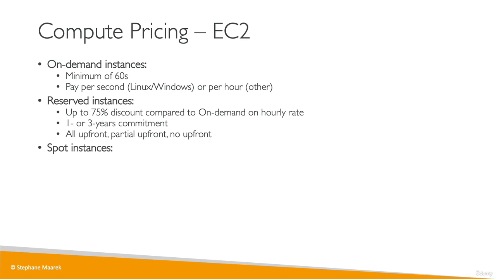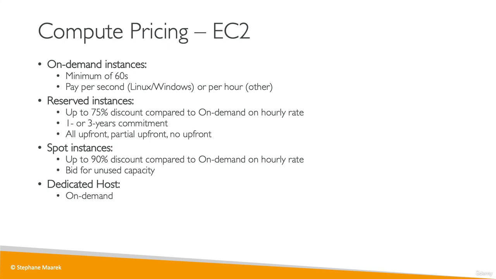You also have spot instances, and you get up to 90% discount compared to on-demand hourly rates. And what this means is that you're going to bid for unused capacity in the EC2 instances. And so because you use this unused capacity, you can get it at a very, very aggressive discount. But with spot instances, you run the risk of losing them in case someone is willing to pay a bit more for your spot instances.